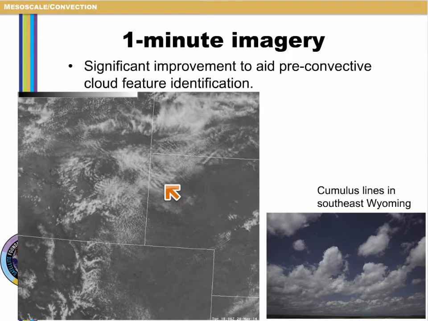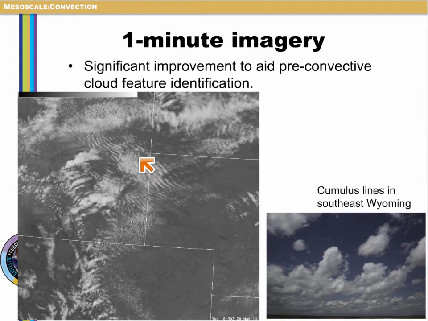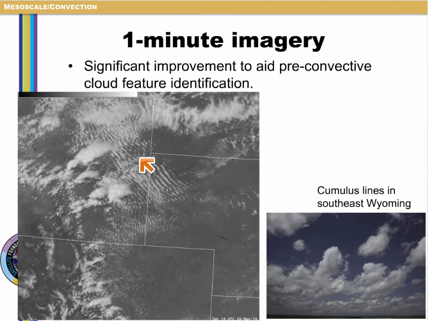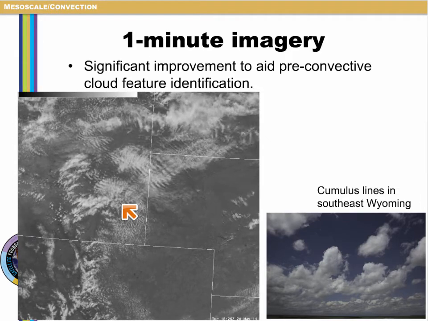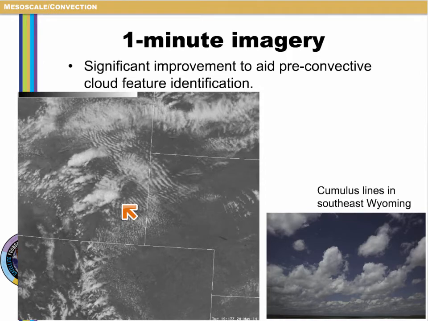To the north of the cumulus lines exist stable wave clouds. These clouds are perpendicular to the winds at inversion top and mark the stable air mass. The boundary between the cumulus lines and the stable wave clouds is a common place to find convective initiation.